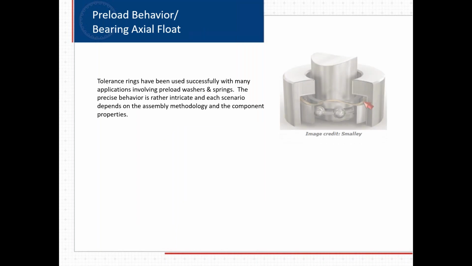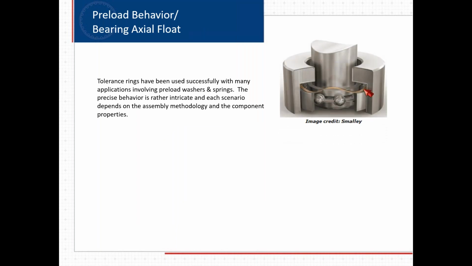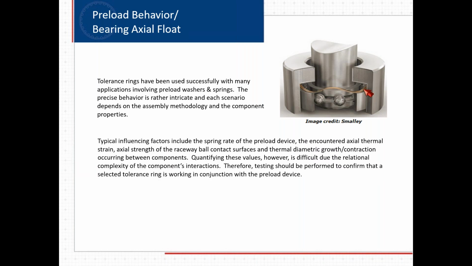Tolerance rings can be used with preload washers. I'm sure you're familiar with the brand Smalley. Sometimes the preload washer or wavy washer is redundant. Sometimes it's not needed. Sometimes it is. Sometimes they're used in conjunction. So it really depends on the application whether or not a preload washer is still desired when using it with the tolerance ring.